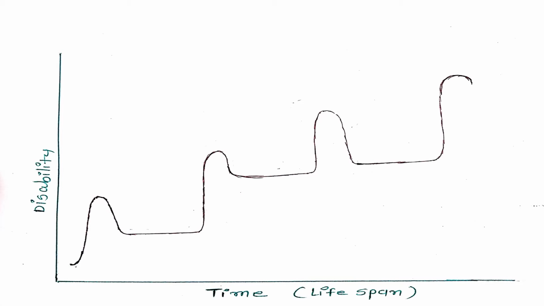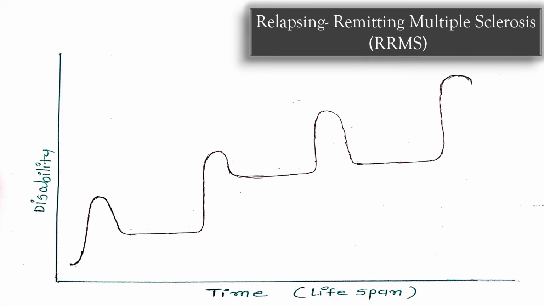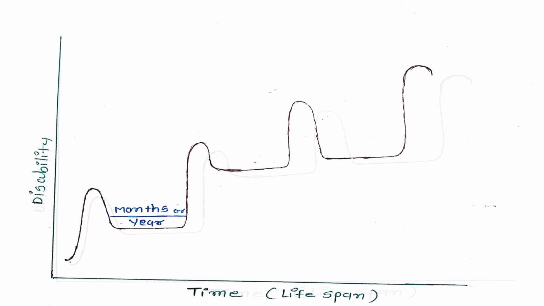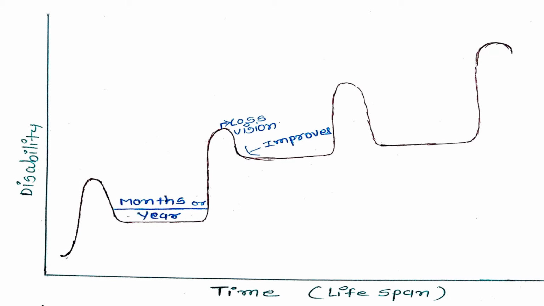See, this is the diagram which has time on the x-axis, where time refers to the lifespan of the individual, and disabilities on the y-axis. The most common pattern of multiple sclerosis is called relapsing and remitting multiple sclerosis, or RRMS. This condition is what we just described, bouts of autoimmune attacks happening months or even a year apart and causing an increase in the level of disabilities. For example, during an attack, a person may lose some vision, but then it may be followed by improvement if remyelination occurs.